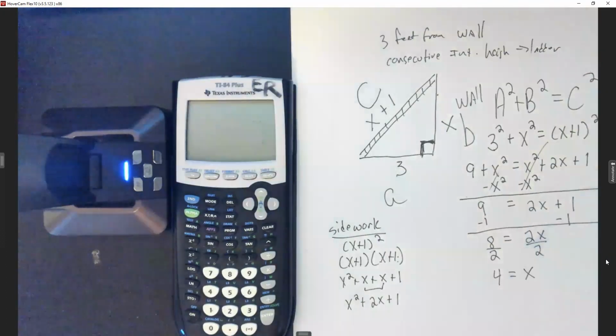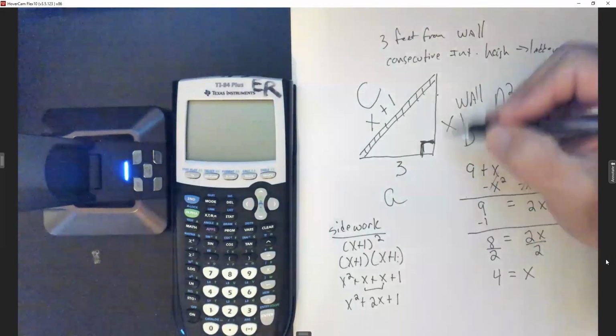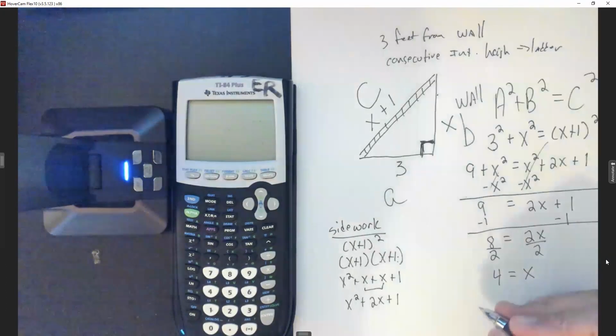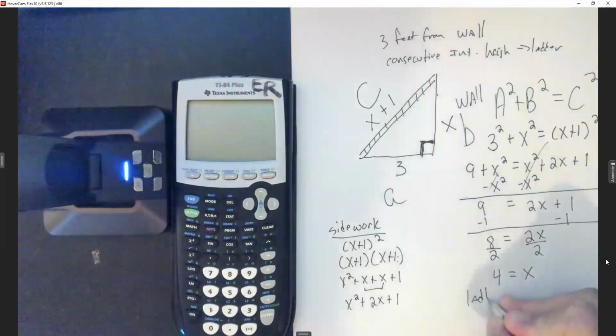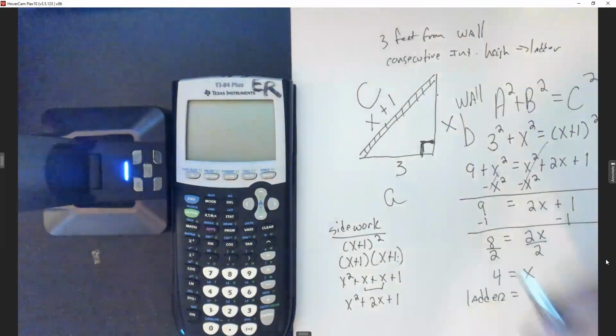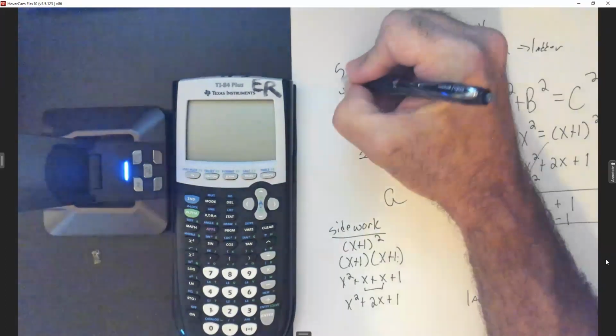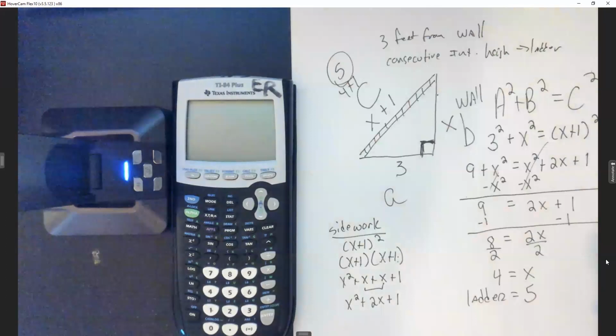But remember, they didn't ask me how high the ladder was on the wall. All they wanted to know was, how long is that ladder? Well, y'all, the ladder is not 4. The ladder would be 4 plus 1, which would give me 5. So my ladder is 5 feet long. Sort of a small ladder, I guess.